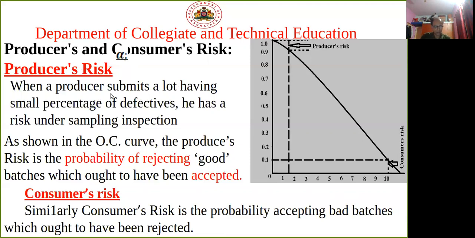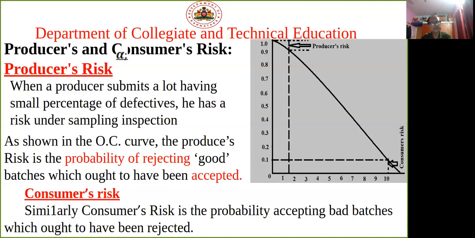Before that, the producer's risk will be denoted by the letter alpha, and the consumer's risk will be denoted by the letter beta. So alpha is for the producer's risk and beta is for the consumer's risk here. Then what exactly is the producer's risk?